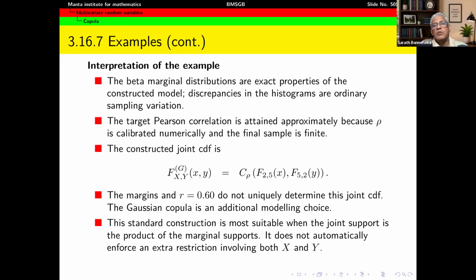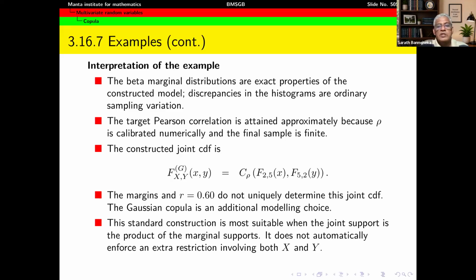Okay, so what can we say about this result? The beta marginal distributions are exact properties of the constructed model, right? Discrepancies in the histogram are just ordinary sampling variation. If you generate more observations, you will see the pictures match the beta curves that I have drawn more closely. The target Pearson correlation is attained approximately because rho is calibrated numerically and the final sample is finite.